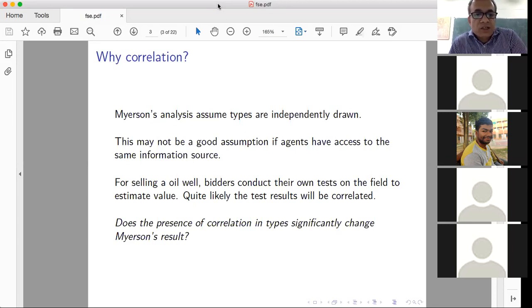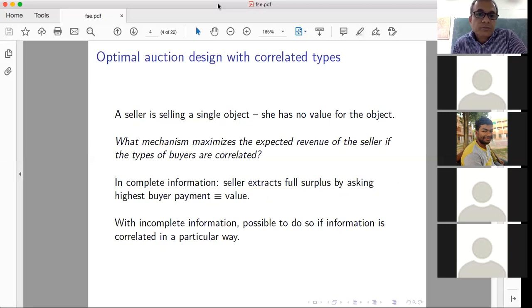So the main question is, does the presence of correlation in types significantly change Myerson's result? That's going to be the objective of the lecture. The model is basically a seller selling a single object, and she has no value for the object. The question is, what mechanism maximizes expected revenue of the seller if the types of buyers are correlated?